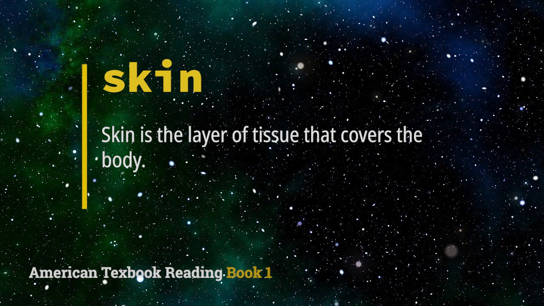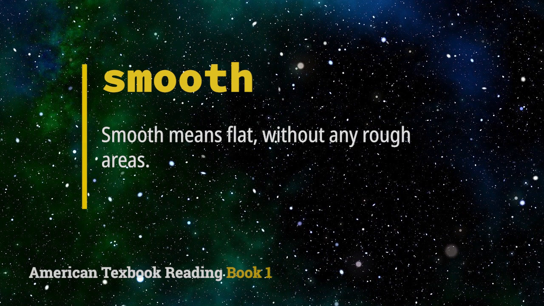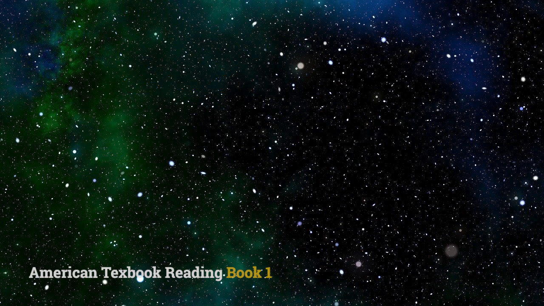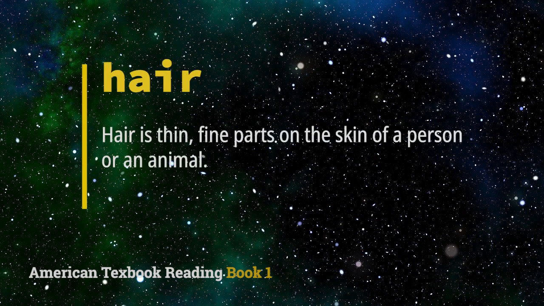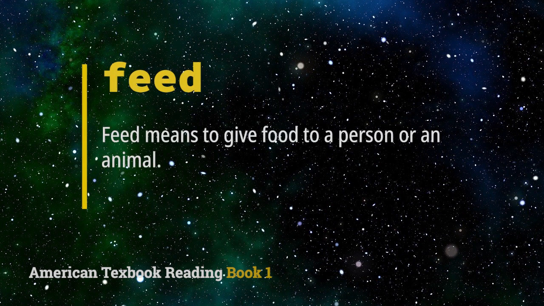Skin is the layer of tissue that covers the body. Smooth. Smooth means flat, without any rough areas. Hair is thin, fine parts on the skin of a person or an animal. Feed. Feed means to give food to a person or an animal.